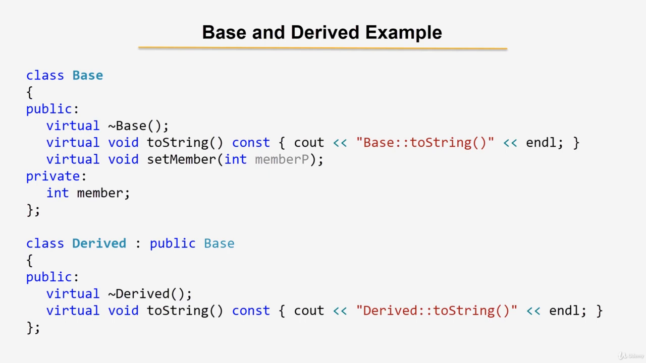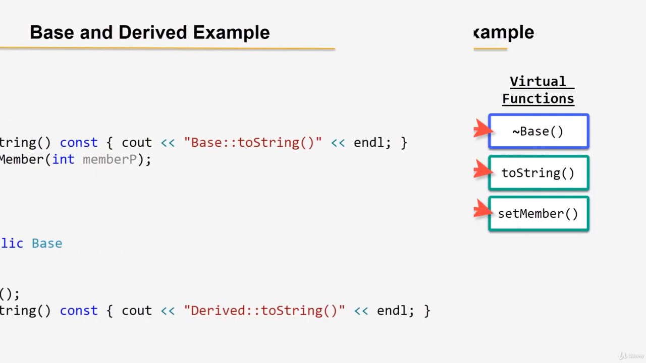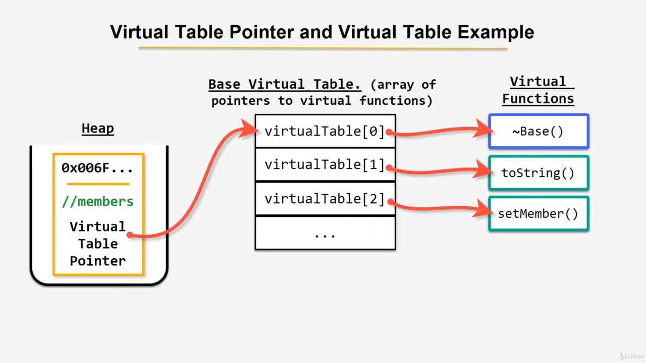One thing that I'd like to note before we move on to the illustrations based on this example is that the derived class does not override the setMember function. We do not have an overridden version of setMember in the derived class. So what's going to happen with that? How is that going to work? Let's look at the illustration.